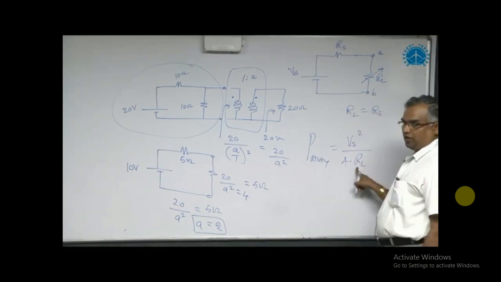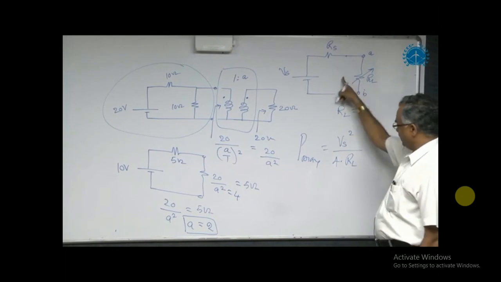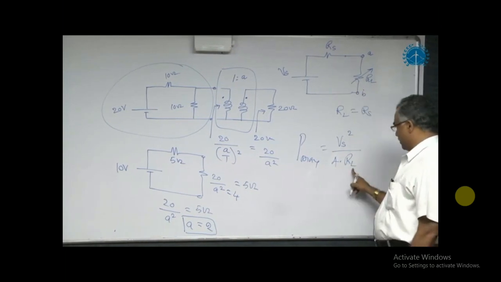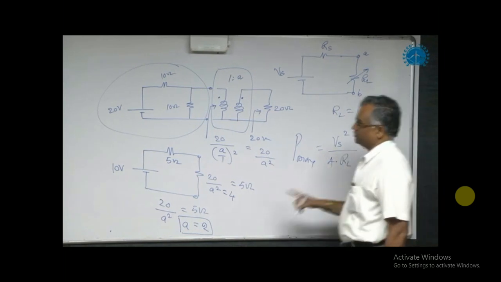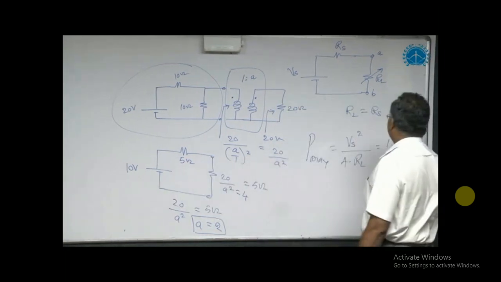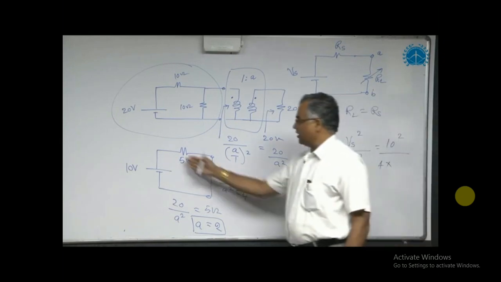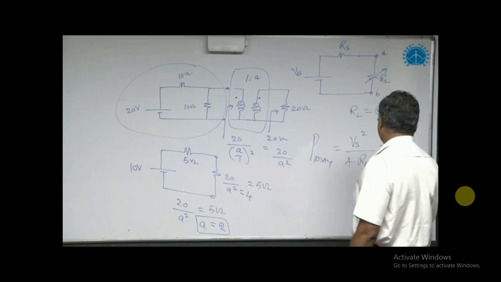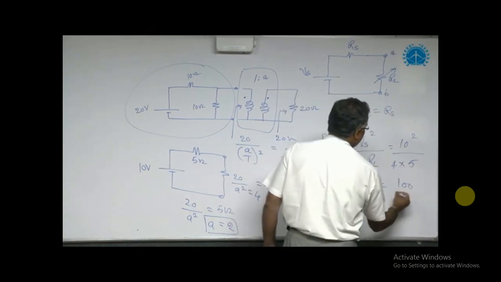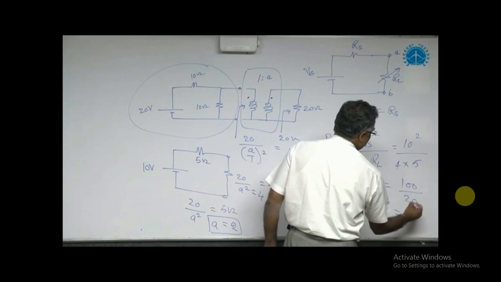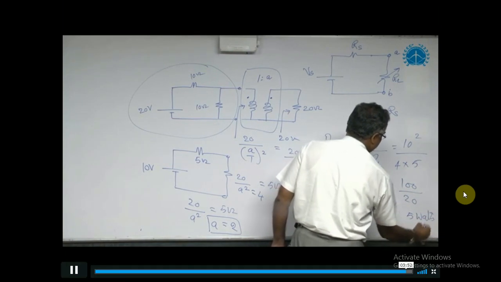We can use RL or we can also use RS. This comes under case 1. In case 1, Vs square by 4 into RL, or 4 into RS also we can take. What is Vs, the source voltage? 10. Square by 4 into either RL or RS, anything we can take, which is 5. This answer is 100 by 20, 5 watts. Answer.